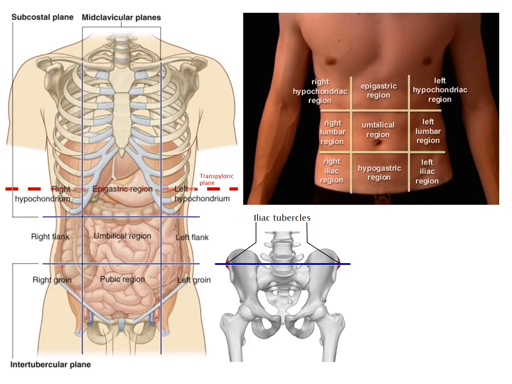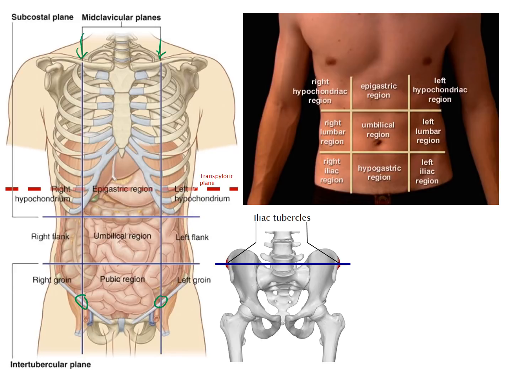To establish this tic-tac-toe board-shaped system, two vertical planes are laid out from the midclavicular lines down to the mid-inguinal points. These circles here represent the mid-inguinal points, and here are the two midclavicular planes passing through the midclavicular points. Next, two horizontal planes are established.